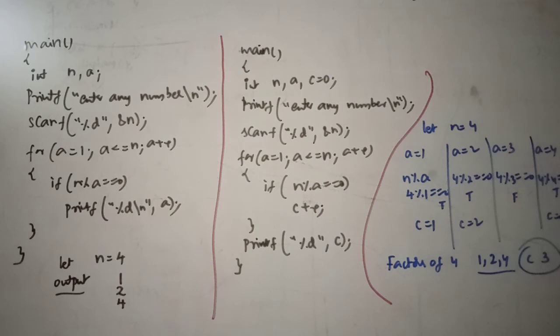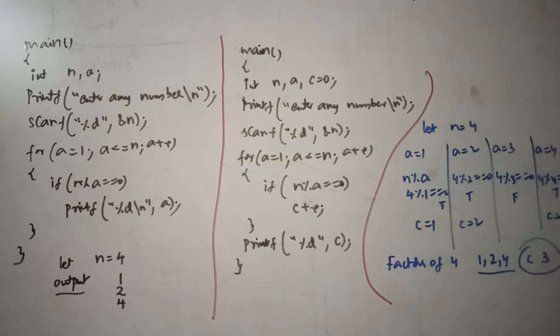Look at the steps. Let n is equal to 4. When a is 1, 4 mod 1 is true. So c is incremented by 1. It is 1 now. When a is 2, 4 mod 2 equal to 0 is true and c is 2. When a is 3, condition false. When a is 4, the condition is true and c is 3. Whenever the condition is true, c is incremented by 1. If the condition is false, nothing happens, as this is a simple if statement. Now c is 3, which means the number of factors of 4 is 3. We are counting the factors of any particular number. Count the factors of any number.